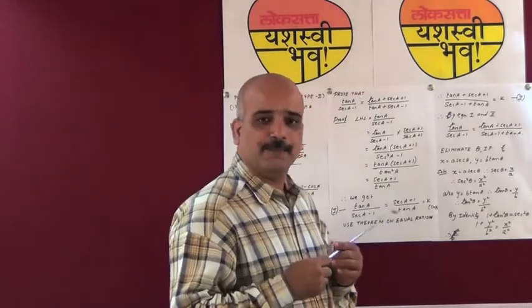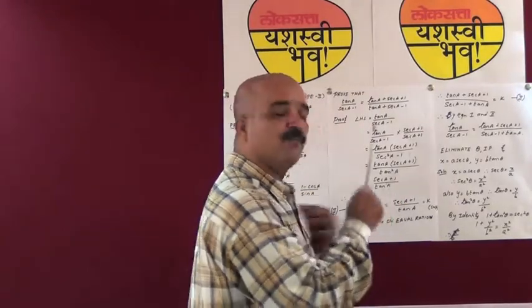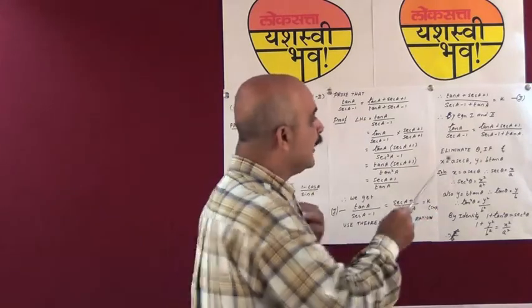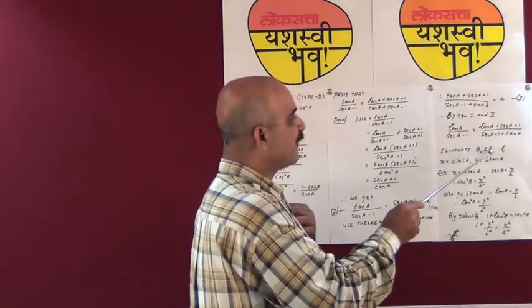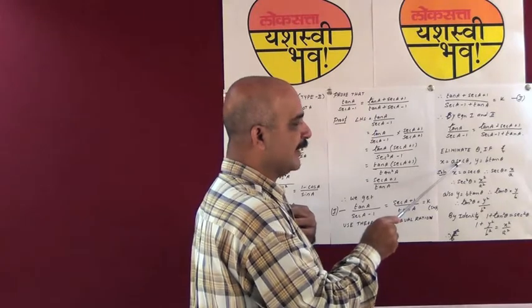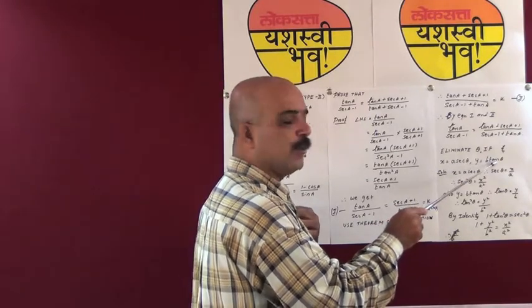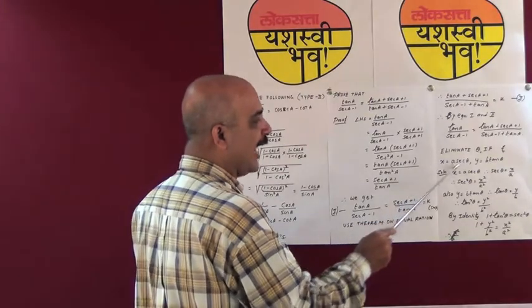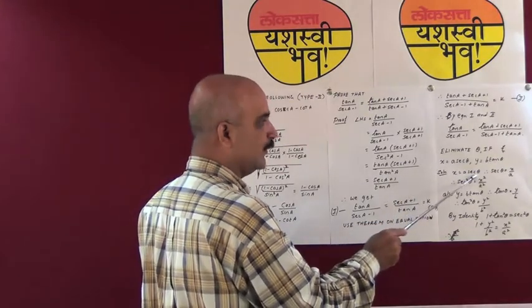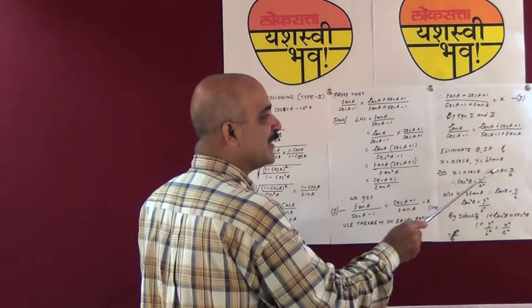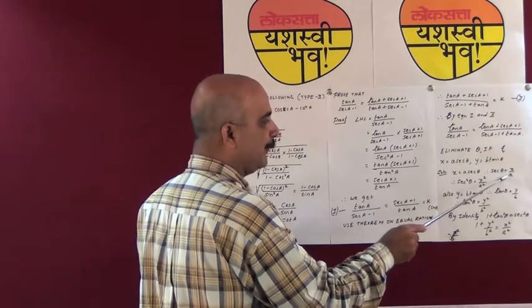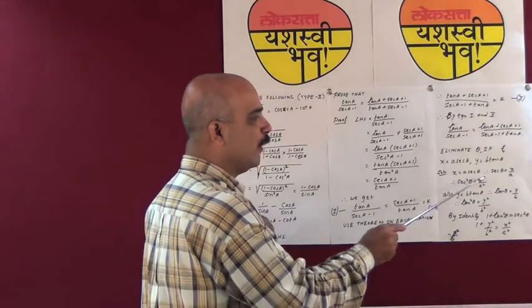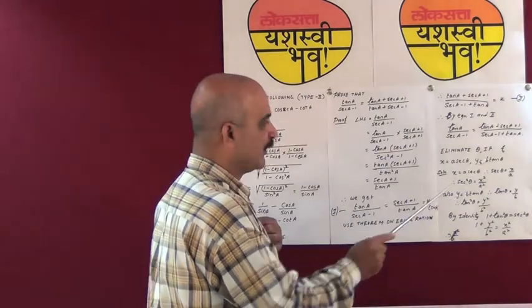The third type of sum that I have selected is from the prove the following itself, but still a slight variation. Here you have to eliminate theta if x is equal to a sec theta, comma, y is equal to b tan theta. What we do is we consider x equal to a sec theta. Therefore, sec theta is x upon a. Square both sides. We get sec square theta is equal to x square upon a square.